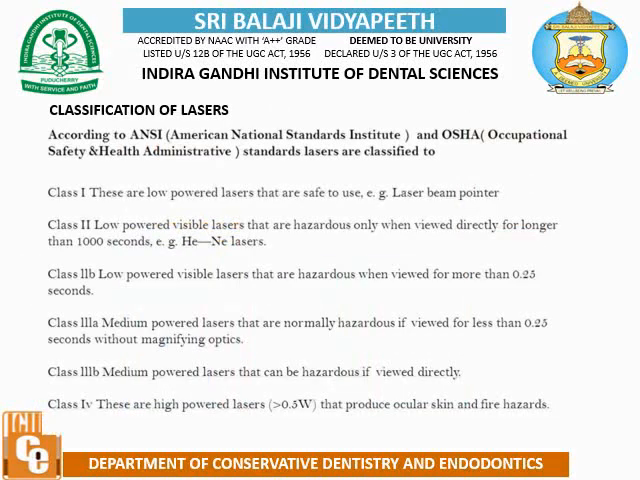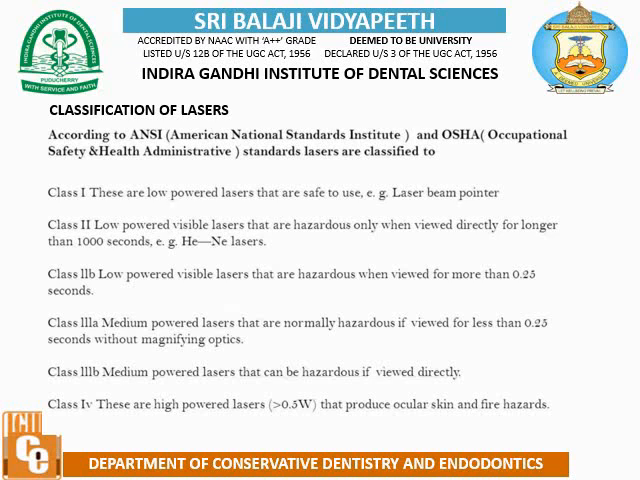Classifications of laser according to ANSI and OSHA. Standard lasers are classified from Class 1. These are low powered lasers that are safe to use. Example: laser beam pointer. Class 2, low powered visible lasers that are hazardous only when viewed directly for longer than 1000 seconds. Example: helium neon lasers.